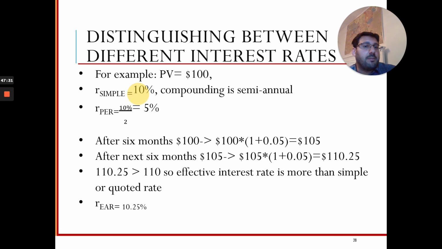What if your compounding is quarterly? Quarterly means there are 4 quarters in a year, so 4 times the interest will be paid. So 10% divided by 4, you will get 2.5%. So your per period interest is 2.5%. After every period, the interest will be paid to you on your principal at 2.5%, right? But if you add up 2.5% for the whole year, your simple interest will come, which is 10%. This is an important concept to understand.